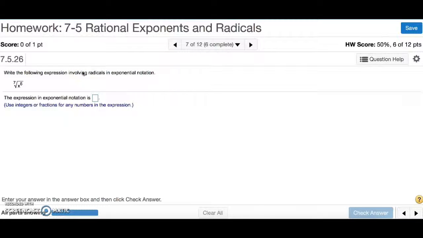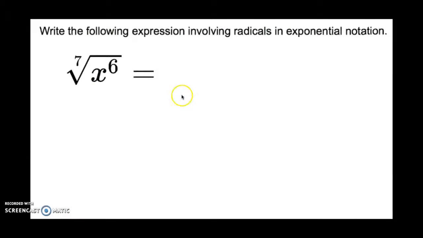Number 7 is asking you to write the following expression involving radicals in exponential notation. So let's do that. Remember, when we're writing this with exponents, the power goes on top, the root goes at the bottom. This is the 7th root, so you should have 7 at the bottom of the fraction. This is being raised to the 6th power, so 6 will go on top. We'll have 6 over 7, so x to the 6 sevenths.